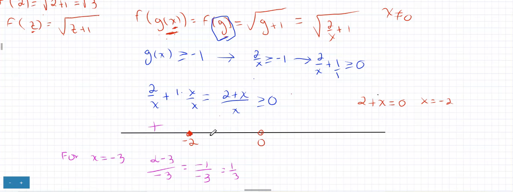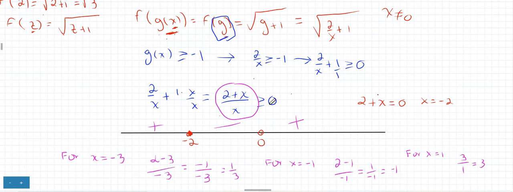Now we're going to input something in between negative 2 and 0. Let's say that I'll input negative 1. So for x equal negative 1, when we input that into this rational expression, this is going to give us 2 minus 1 over negative 1, which is equal to 1 over negative 1, which is negative 1. That gave us a negative number, so I'm going to put a negative on that region. Lastly, I'm going to evaluate at a number to the right side of 0, for instance at 1. So for x equal 1, I'm going to have 2 plus 1 over 1, which is 3. That gave us a positive number.